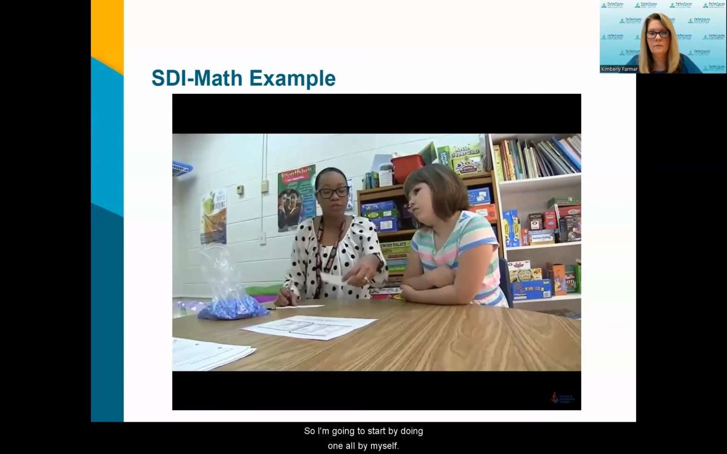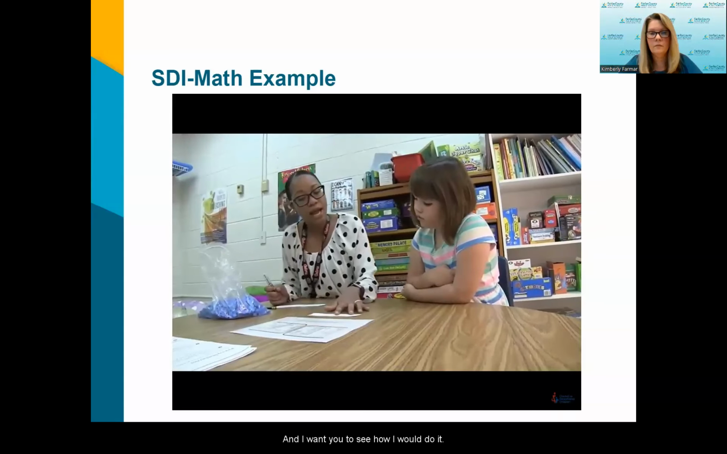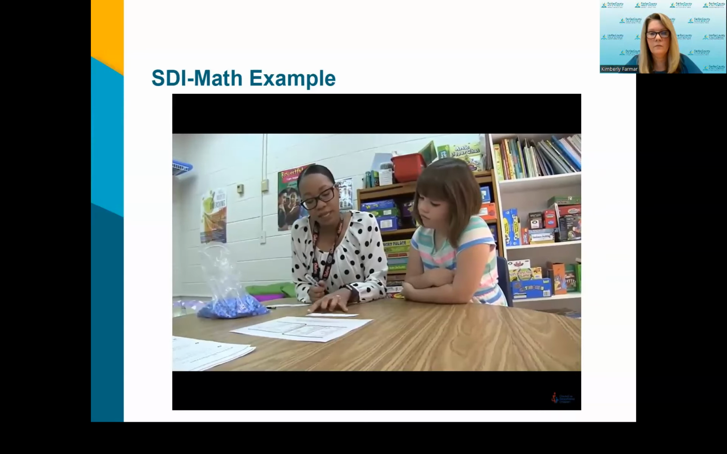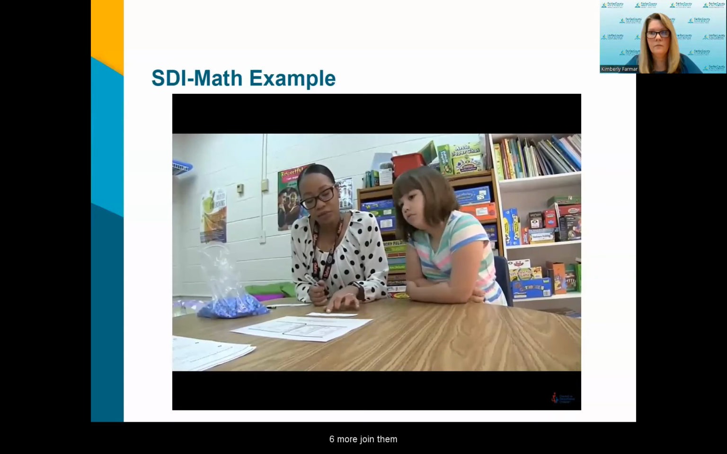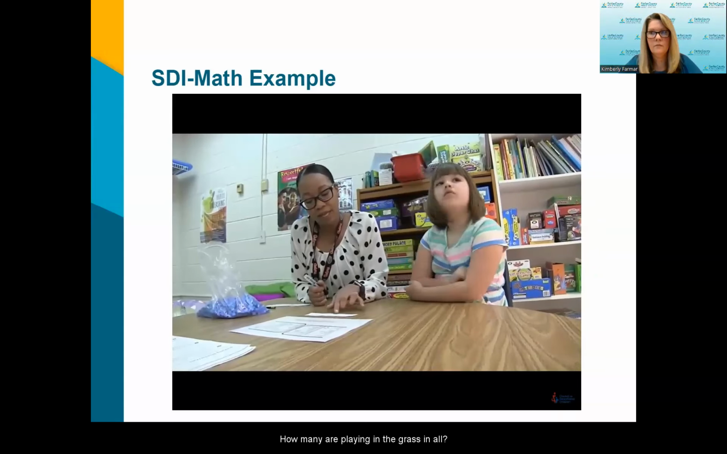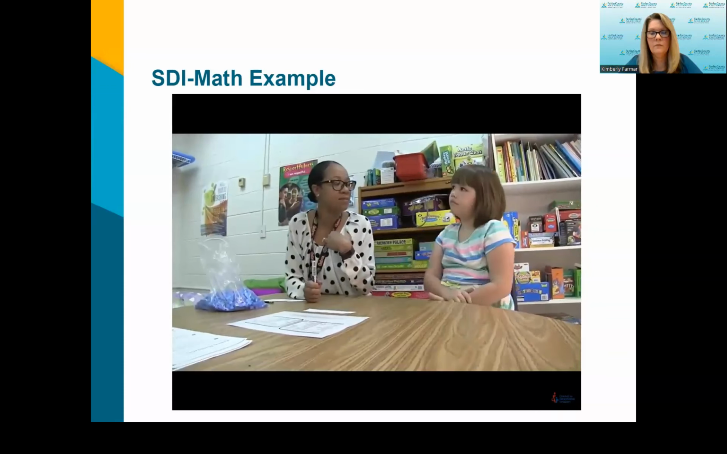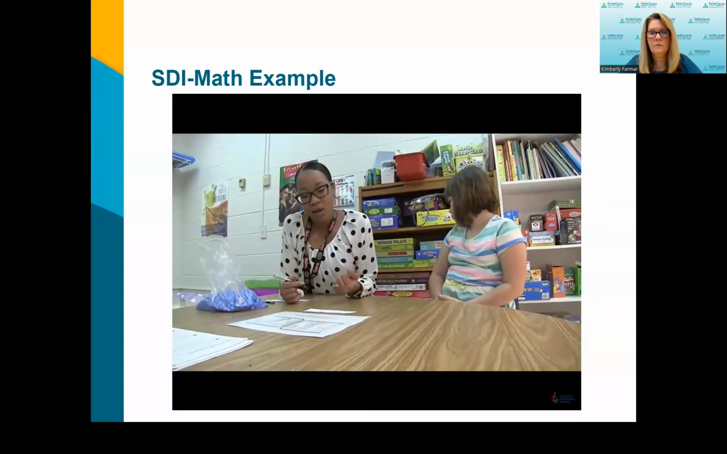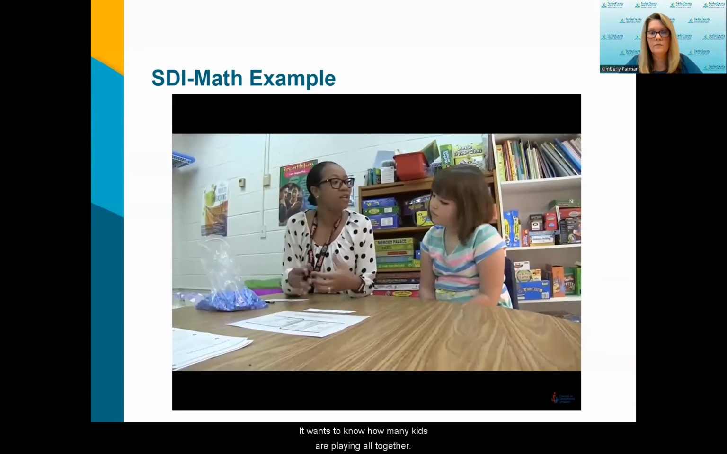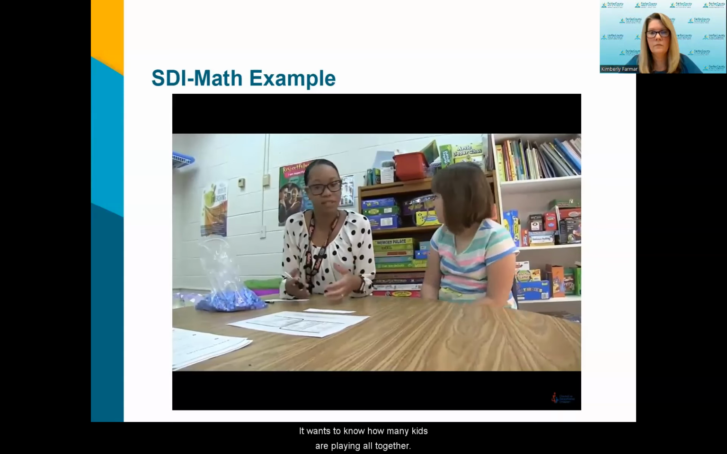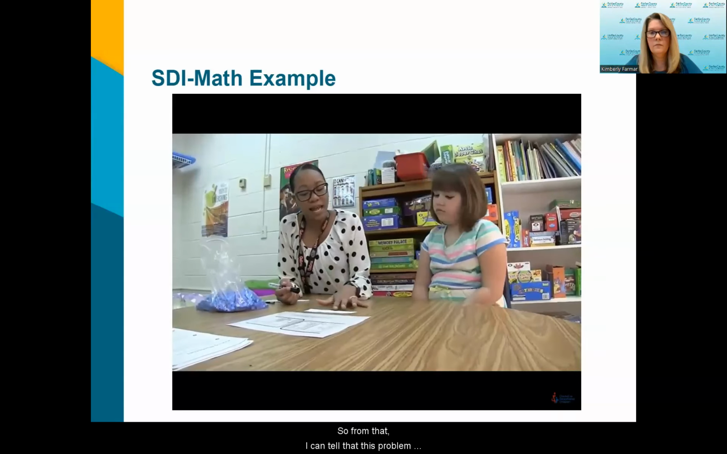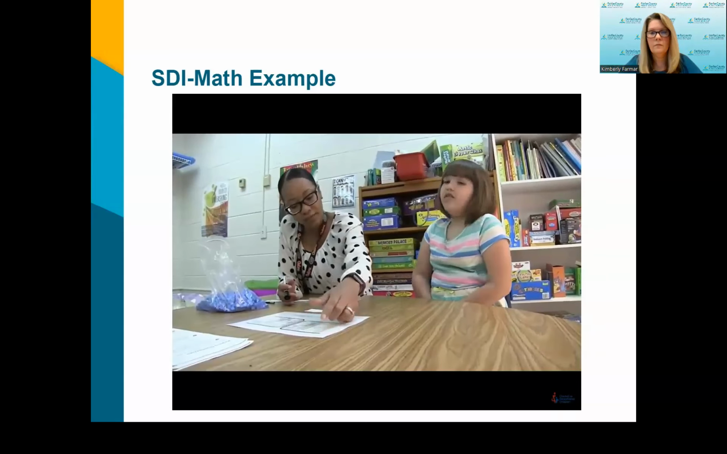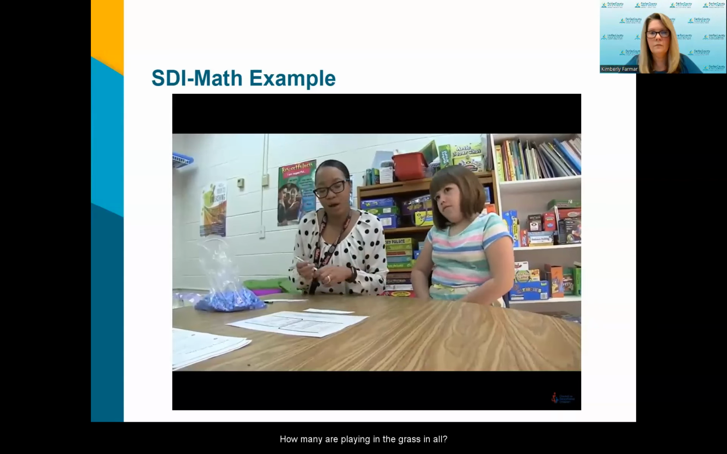So I'm going to start by doing one all by myself, and I want you to see how I would do it. There are 9 students playing on the grass. 6 more join them. How many are playing on the grass in all? I would say to myself, what is this problem about? It's about students playing in the grass. What is the problem asking me? It wants to know how many kids are playing all together. So from that, I can tell that this problem wants me to do some addition. How many are playing in the grass in all?